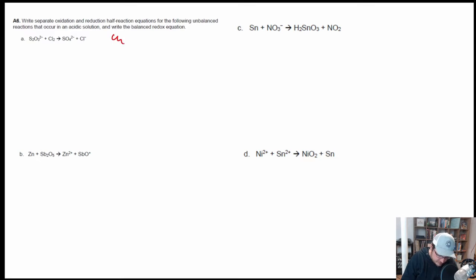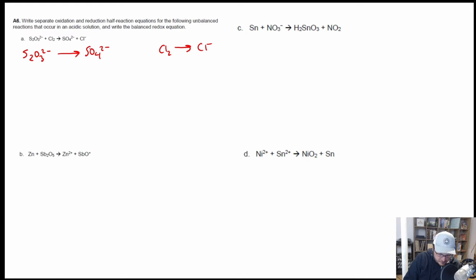Let me see if the pen works now. Yeah, pen works again. All right, so I just talked my way through it. I'll show my way through it now. So A6: if we look at this, the two half reactions we have are S2O3 2 minus yields SO4 2 minus, and the other one is Cl2 yields Cl minus. Those are the two half reactions that we have going on.